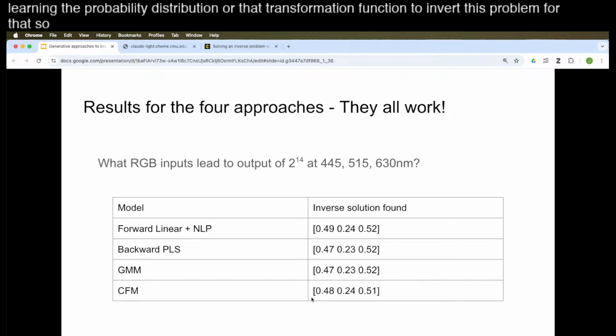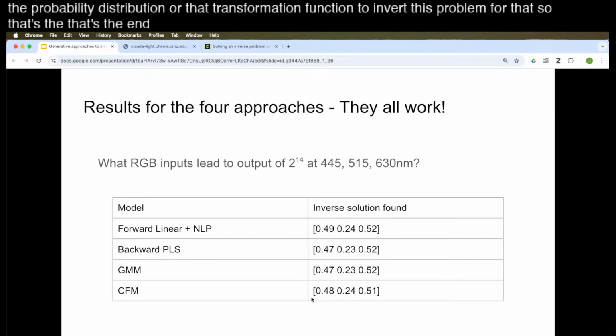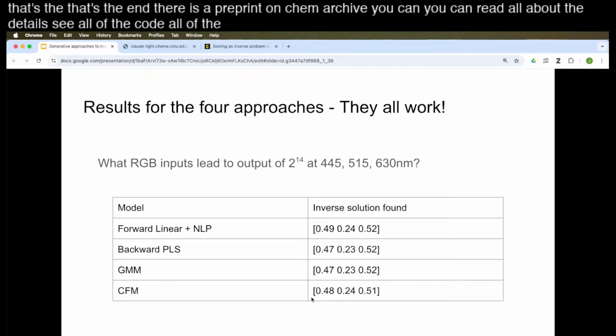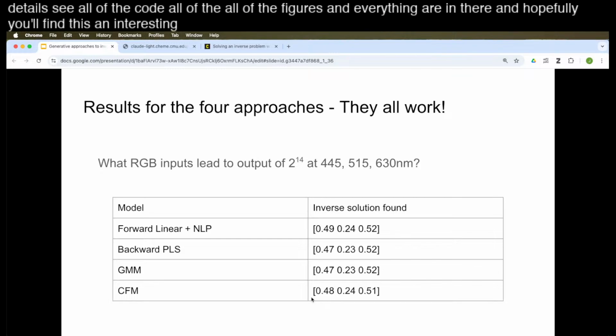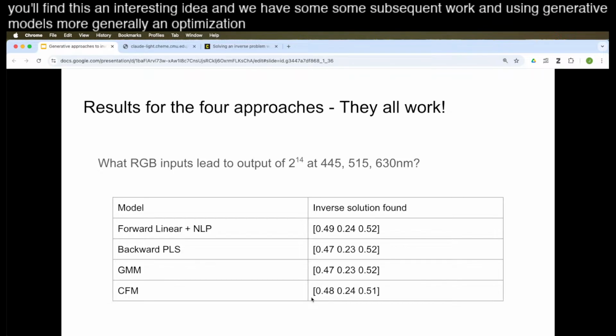So that's the end. There is a preprint on ChemArchive. You can read all about the details, see all of the code, all of the figures and everything are in there, and hopefully you'll find this an interesting idea. And we have some subsequent work in using generative models more generally in optimization, also for more nonlinear functions in there.